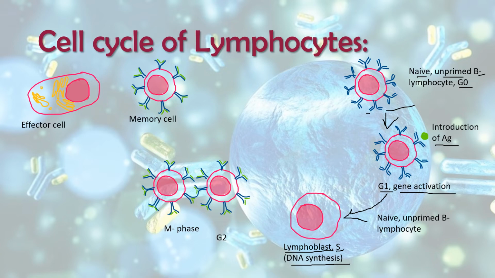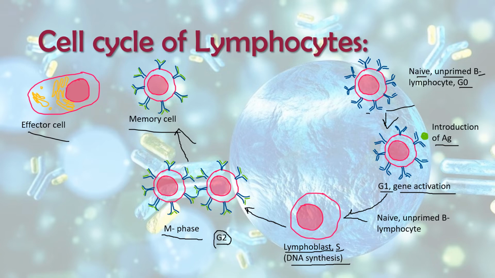The lymphoblast proliferates and differentiates into effector cells or memory cells. So during S phase the lymphoblast is formed, and from the S phase they go to the G2 phase and then M phase. M phase means the proliferation of the lymphocytes takes place and they multiply. After that they differentiate either into effector cells or memory cells.